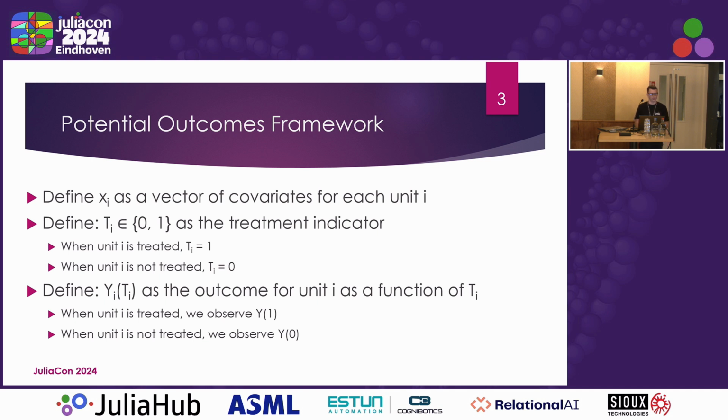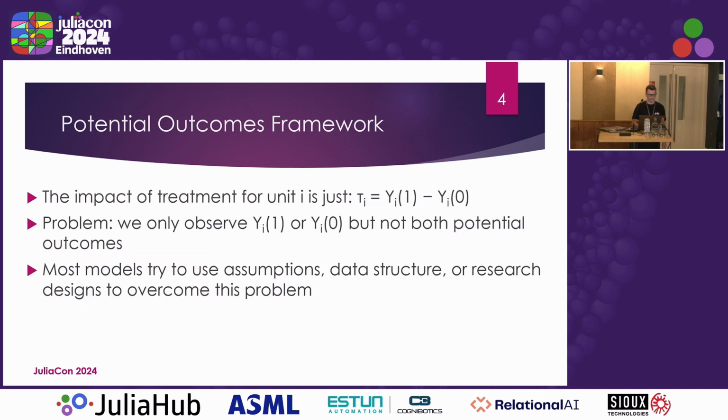And so our outcome is going to be a function of the treatment. That's why we want to estimate the causal effect here of our treatment. When unit i is treated, we observe Yi1, and when unit i is not treated, we observe Yi0. These outcomes, Y1 and Y0, are what we call the potential outcomes, hence the name potential outcomes framework. Pretty simply, we can see the impact of treatment for unit i is just this tau i. It's Yi1 minus Yi0.